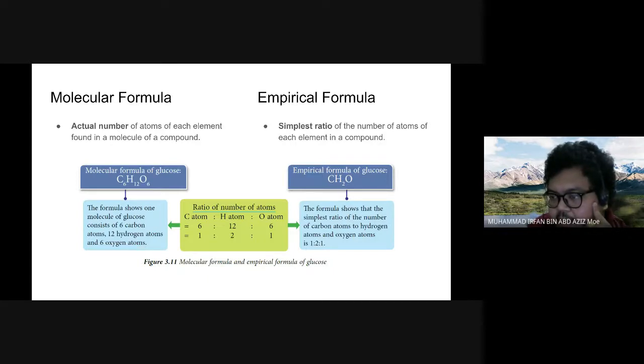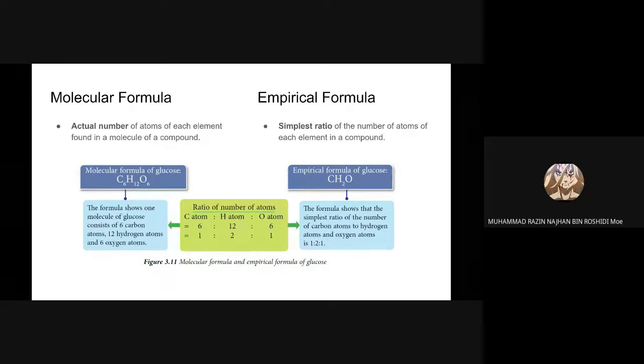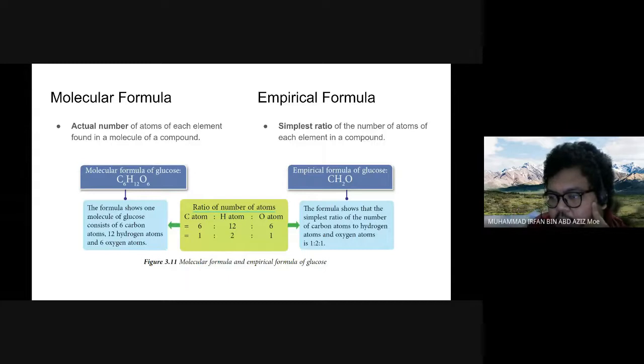Okay, how about water? H2O. Is it empirical or molecular formula? Hello? How about water? Empirical ke molecular formula? Teacher, can hear? Okay, H2O, is it molecular formula or empirical formula? Franklin said both. Angie said empirical. Anna said empirical.